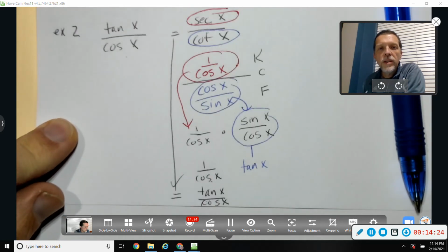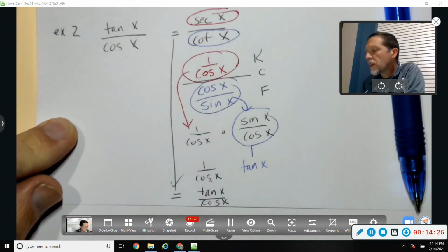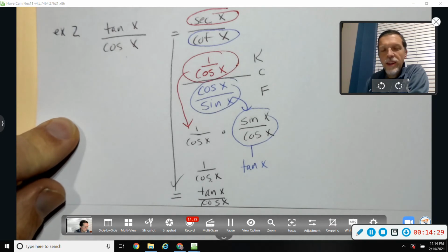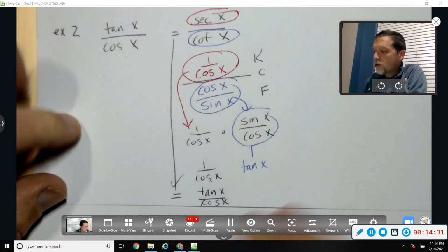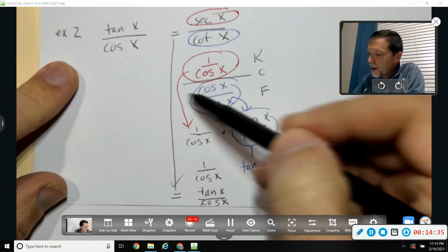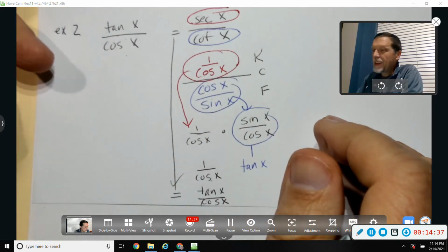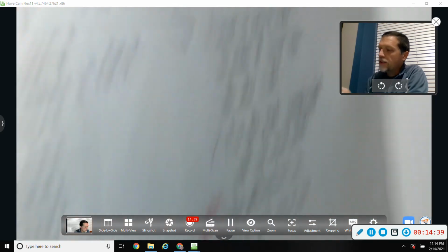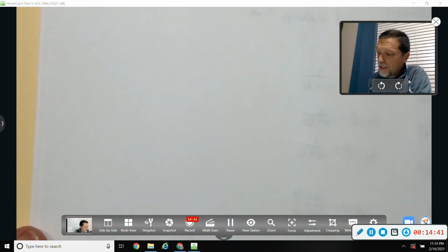Again, pick the hardest side to work with. One of the options is to put everything in terms of sines and cosines, and then use your algebra. Keep looking at the finish line to know where you're headed, and hope that things work out. Again, they're all going to work. This isn't true or false. There's not any tricks.